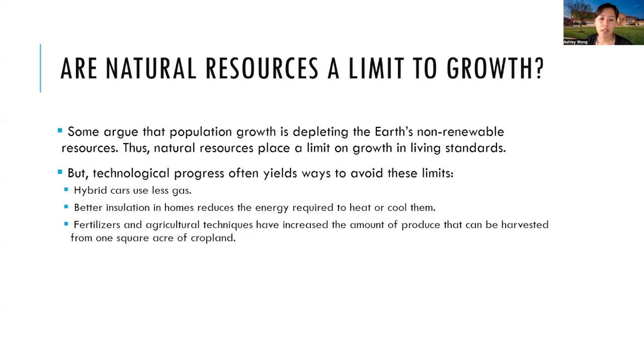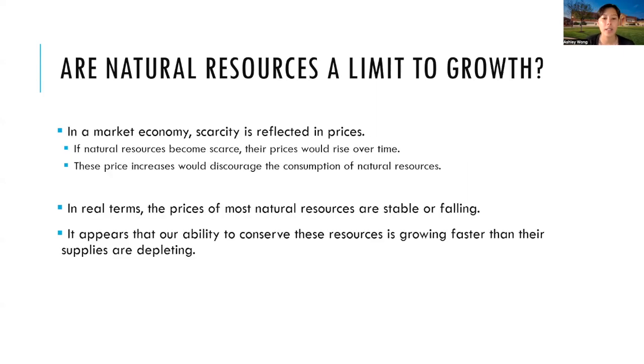But what we see is that technological progress often finds its ways to avoid these limitations. So hybrid cars use less gas, so that helps us to conserve on our usage of oil. Better insulation for homes reduces the energy that we need to use to heat them or cool them, depending on the season. And this is a big one here. Fertilizers and agricultural techniques have increased the amount of crop yield that we can get from the same fixed amount of land. So what we would think here is that it's not necessarily the case that our natural resources are going to be our limitation for growth, because throughout history, we've shown that technological progress helps us to prevent any sort of limitation.